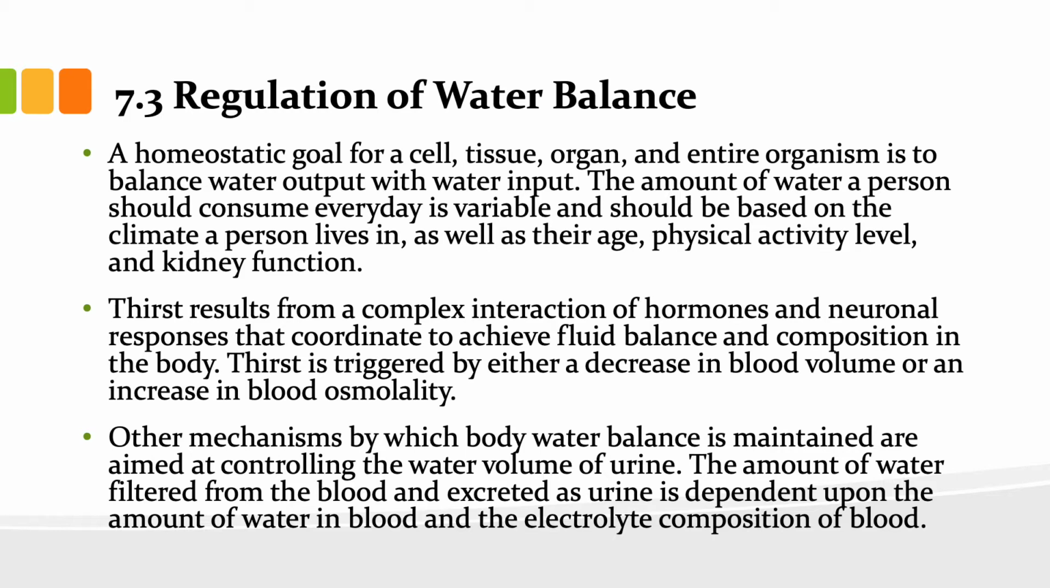Thirst results from a complex interaction of hormones and neuronal responses that coordinate to achieve fluid balance and composition in the body. Thirst is triggered by either a decrease in blood volume or an increase in blood osmolality. Other mechanisms by which body water balance is maintained are aimed at controlling the water volume of urine. The amount of water filtered from the blood and excreted as urine is dependent upon the amount of water in the blood and the electrolyte composition of the blood.